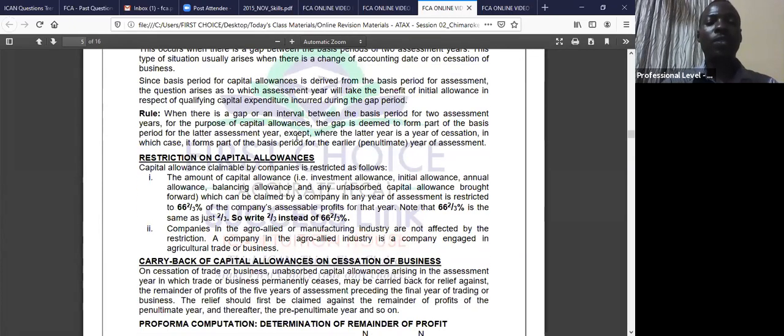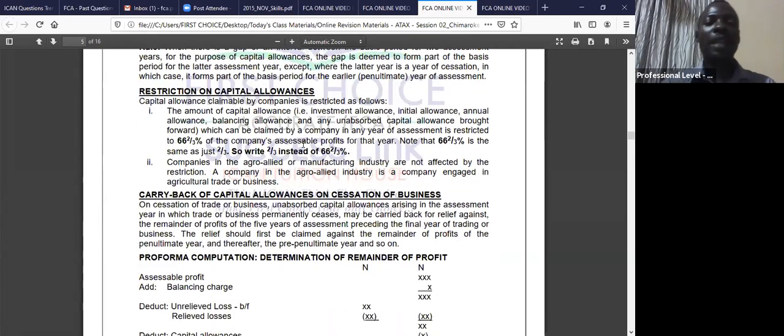Then we also have restriction on capital allowance. The restriction is normally 2/3 of assessable profit. 2/3. It can also be called 66 2/3%. Note here that this one has percent, while 2/3 does not have percent. They are the same thing.